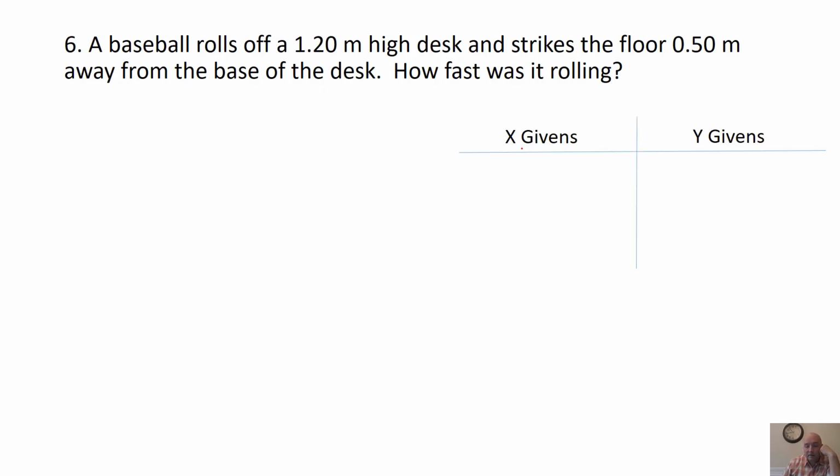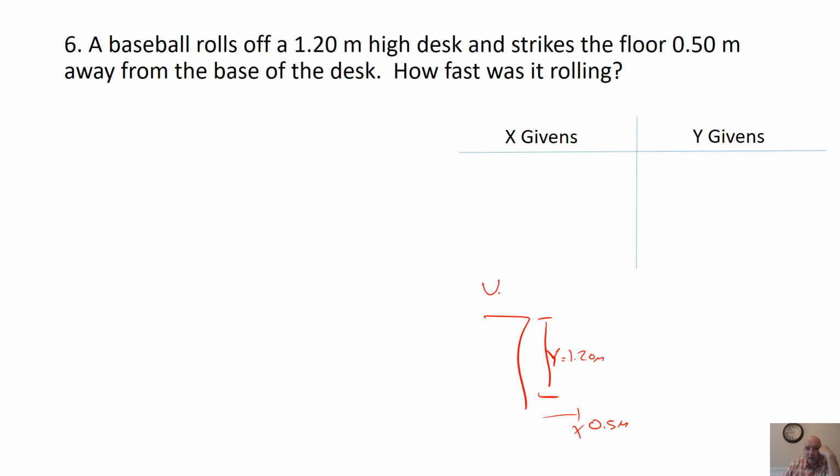Once again, there's going to be enough information in the x or enough information in the y-axis, and then from there you're going to solve for time and you can go to the next axis. Okay, a baseball rolls off of, so in this case you're rolling off of a desk that has a y of 1.20 meters. And it's going to strike the floor 0.5 meters away, so it's not to scale, but it's going to strike the floor around maybe here, with an x of 0.5 meters.